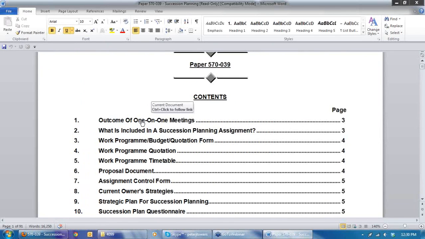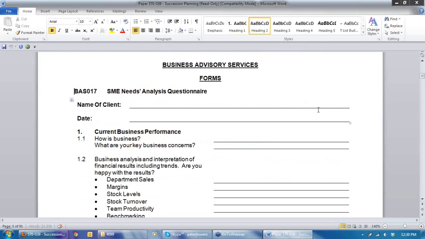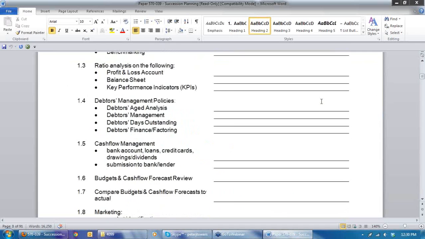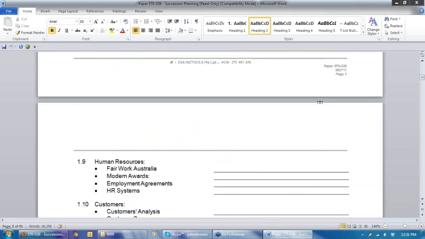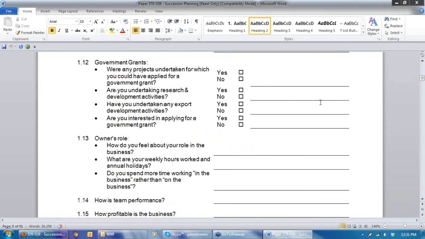Our whole approach to this is that we're suggesting that initially you'll have had a one-on-one meeting, we call it, with the client. You'll brief the client that you're offering business advisory services, and you sit down and have a conversation with them. And at that conversation, you use the SME Needs Analysis, which we've prepared. Now, this needs analysis is going to encourage your client to make comments about all sorts of aspects of their business. So I'm going through a review of the current operations on the screen at present, looking at a whole range of things.